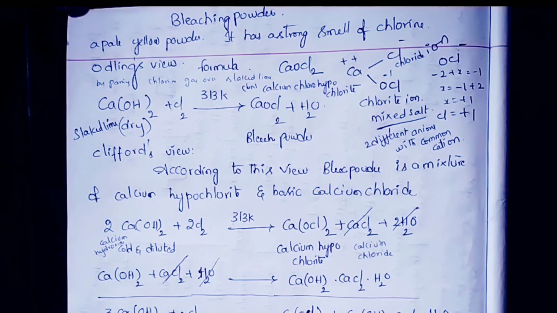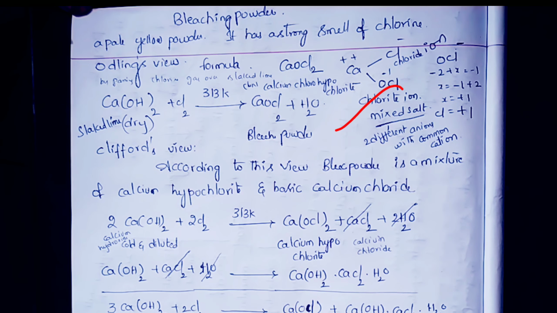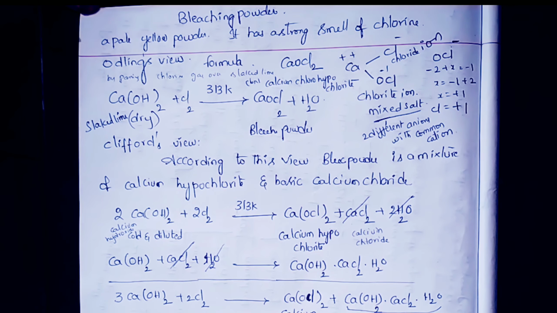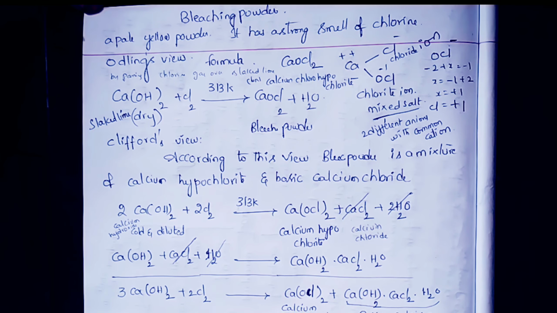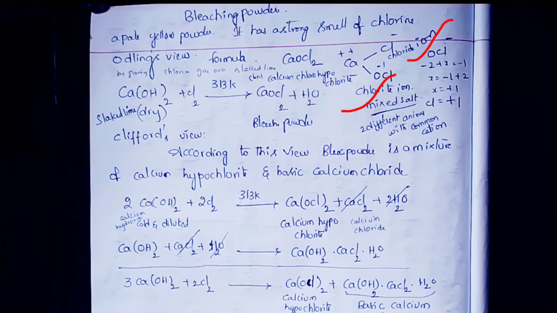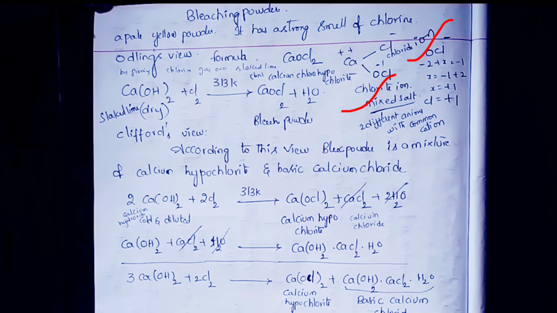Bleaching powder is a mixed salt. That means it contains two different anions with a common cation. The common cation is calcium and the different anions are chloride ion and hypochlorite ion. So it is a mixed salt.